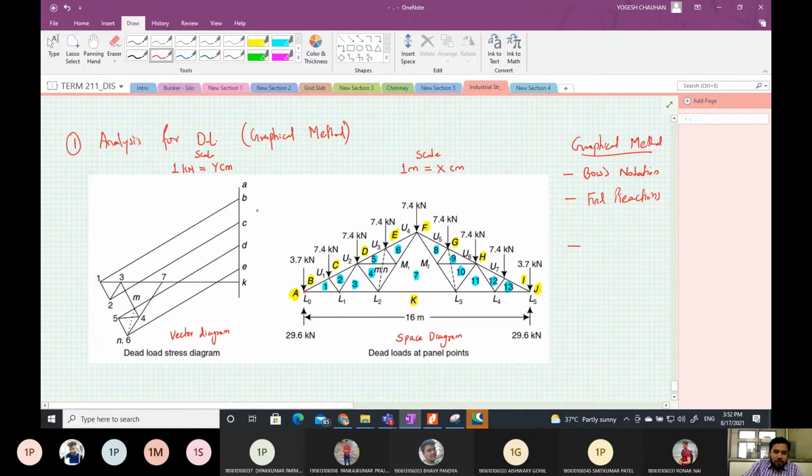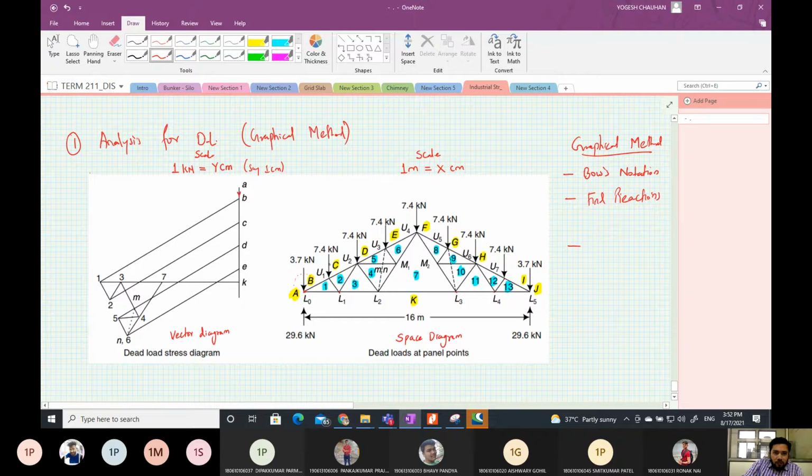So this is 3.7. So you draw a 3.7 centimeter line. Then that means from A to B, when you move from A to B, the load is 3.7, and 1 kilonewton equals 1 centimeter. So you draw a 3.7 centimeter line in the direction of the load. Here the load is acting in the downward direction, so this is the downward direction.